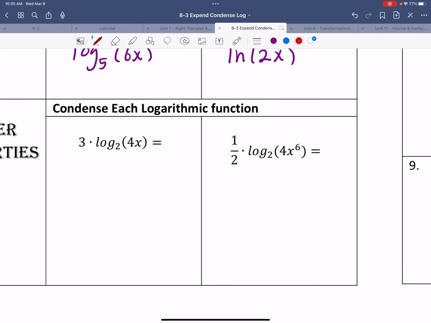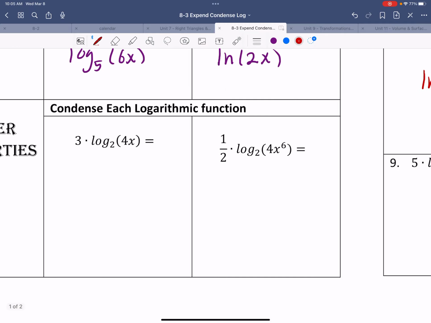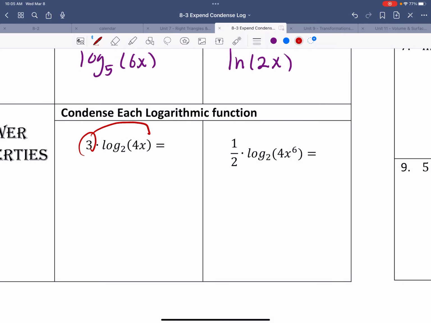Next one, this is what you gotta do. Okay. So here, what you have to do is use the power rule. Now you can put it here on the top of this, okay? So when you do this one, you're gonna put it on top of this, and that's the power rule.